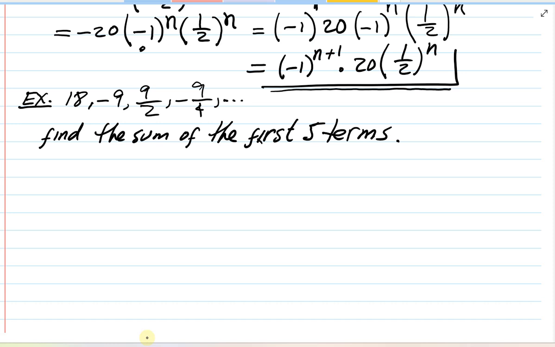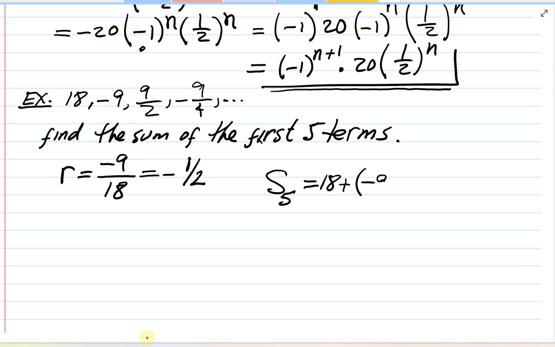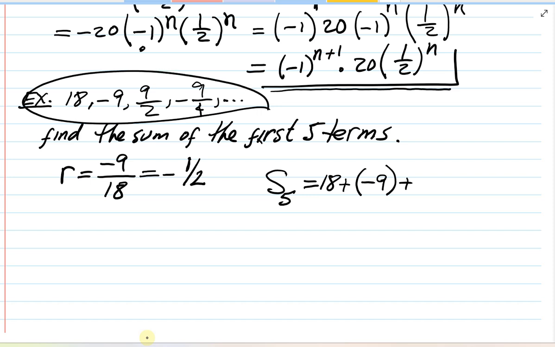Now, my common ratio is, remember, second term divided by first term. So it's going to be negative 1/2. That's my common ratio. The sum of the first 5 terms, this is what it is, S sub 5. That means 18 plus negative 9. I'm looking at the sequence. Negative 9 plus 9 halves plus negative 9 fourths plus one more term.